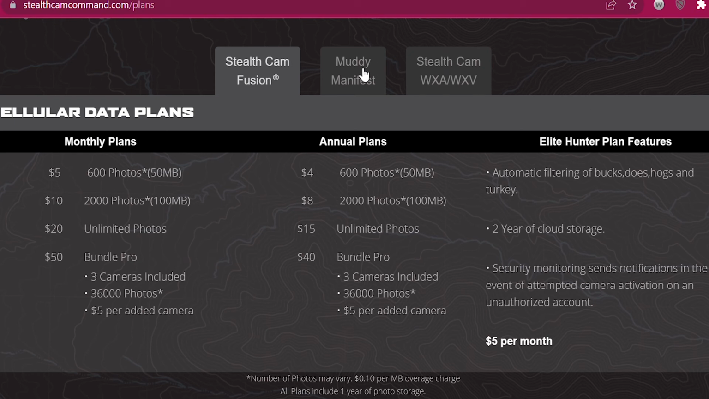Now that is something that they also warn you about when you're purchasing data plans, is that if you have a camera that goes AWOL, you've got a branch in front of it, it's going to eat up all your data.